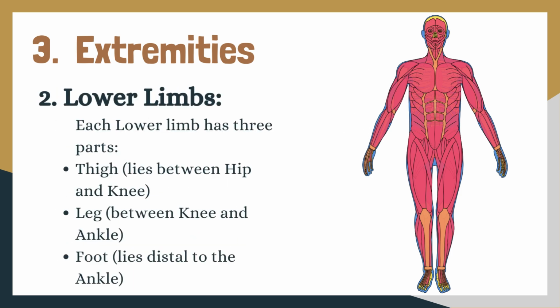Lower limbs: each lower limb has three parts. Thigh: it lies between the hip and knee. Leg: between the knee and ankle. Foot: lies distal to the ankle.